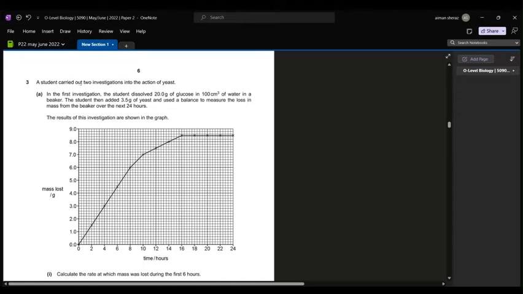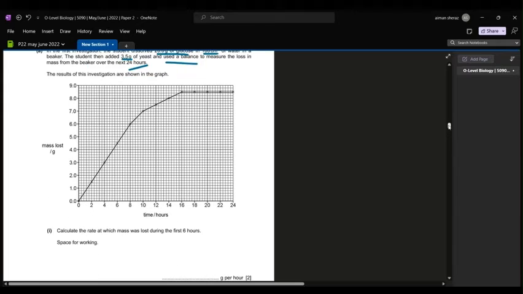Question 3. A student carried out two investigations into the action of yeast. Part A. In the first investigation, the student dissolved 20 grams of glucose in 100 centimeter cube of water in a beaker. The student then added 3.5 grams of yeast and used a balance to measure the loss in mass from the beaker over the next 24 hours. The results of this investigation are shown in this graph.